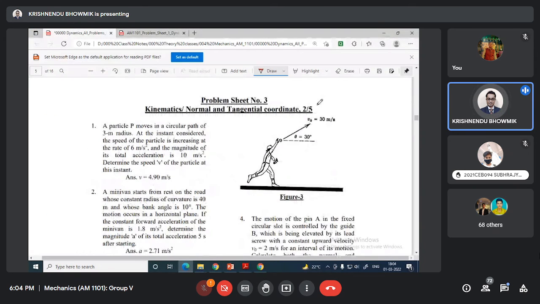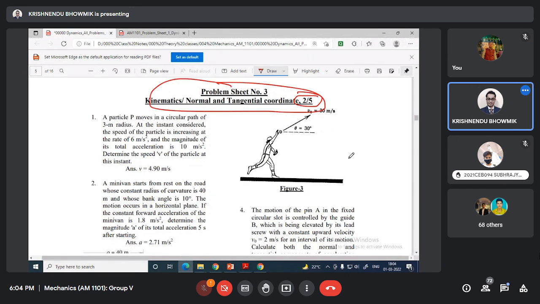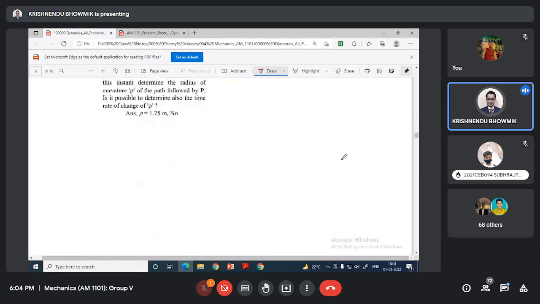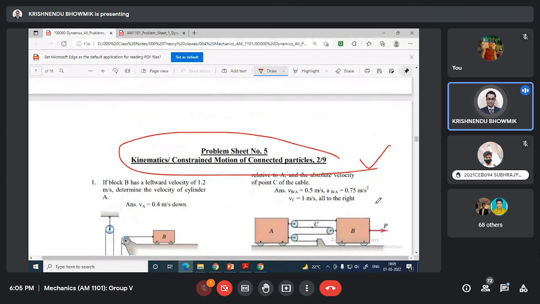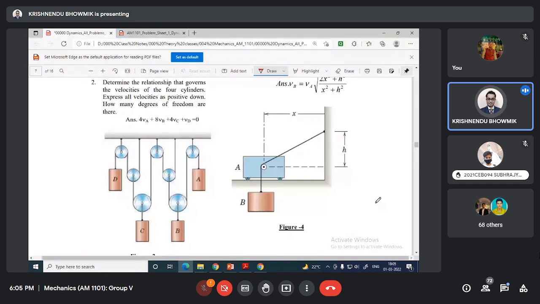So like this one, I will put 2.5 normal and tangential coordinates. Then it will be 2.9 constant motion. You know this type of problem also. This problem sheet 1, 2, 3 and 5. 3 and 5 I have not given you. Now I am putting that. I have not covered that syllabus also. You try on your own and give this class test.